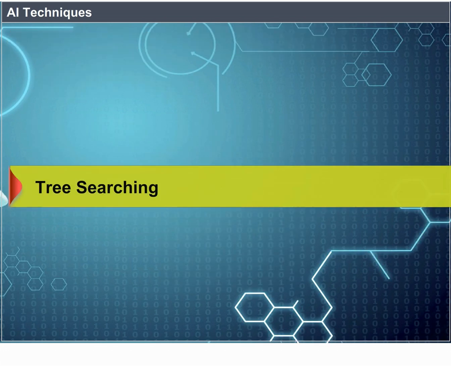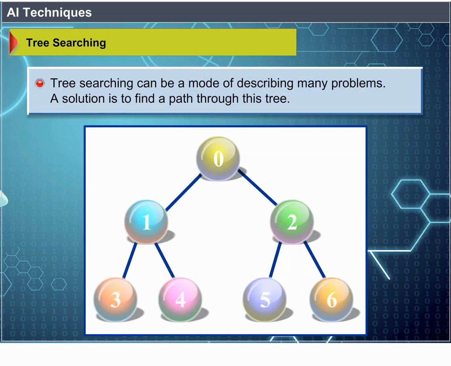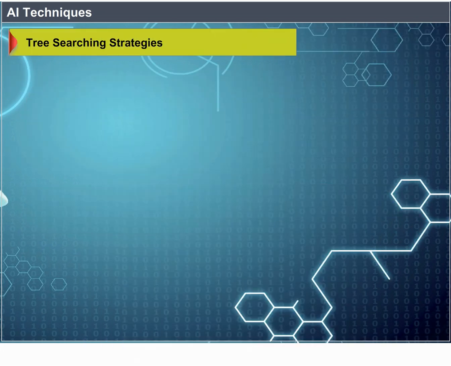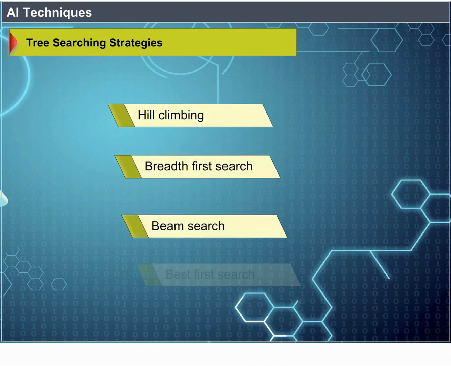Tree searching. Tree searching can be a mode of describing many problems. A solution is to find a path through this tree. A complete search through the entire tree till a satisfactory path is found is called exhaustive search. Tree search strategies: hill climbing, breadth first search, beam search, best first search.